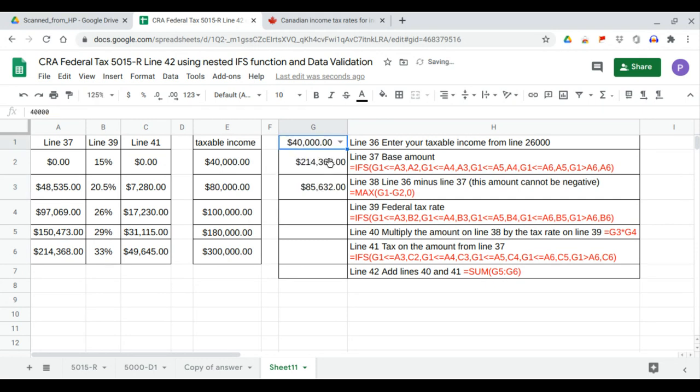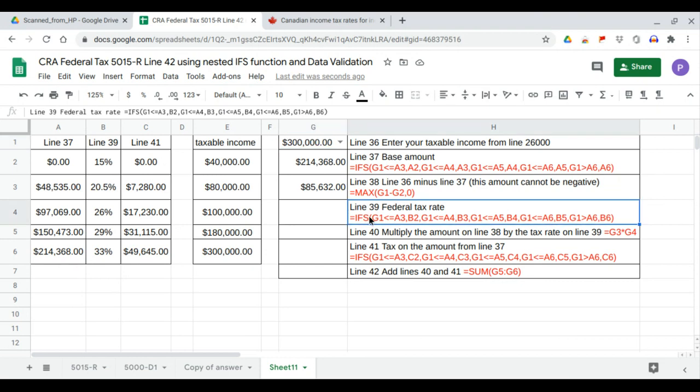So starting from 40,000, that's 40,000 minus 0, that's 40,000. 80,000 minus 48,535, that's 31,465. At 100,000, that's 100,000 minus 97,069, 2,931. At 180,000, that's 180,000 minus 150,473, that's 29,527. At 300,000, that will be 300,000 minus 214,368, that will be 85,632.